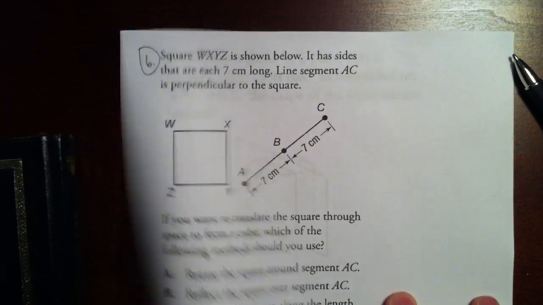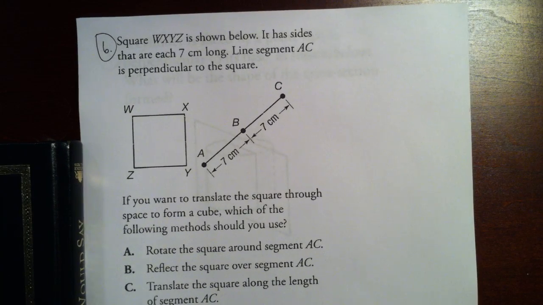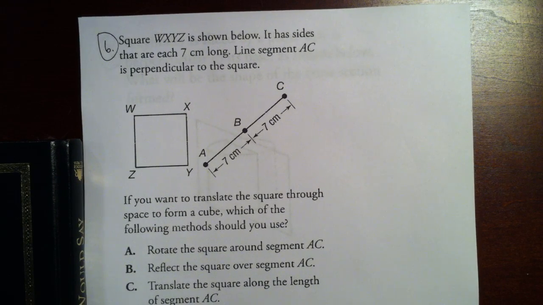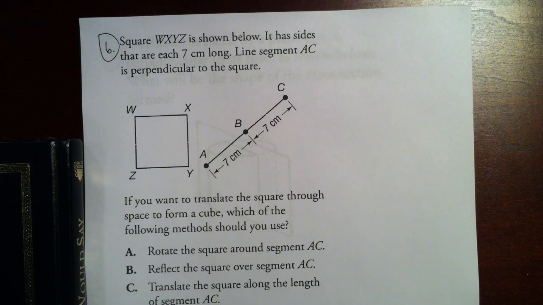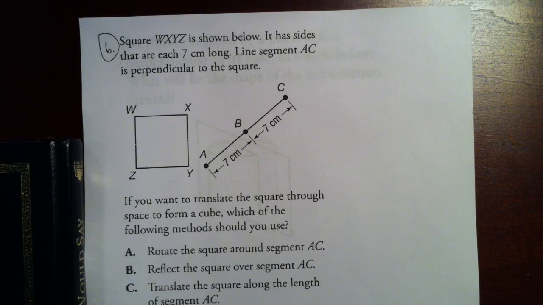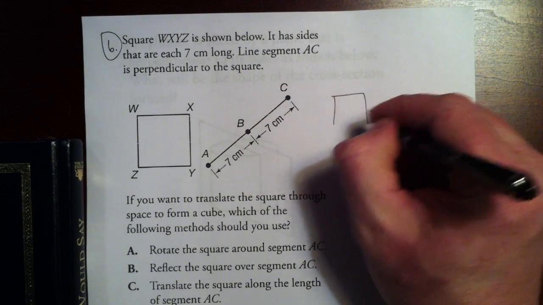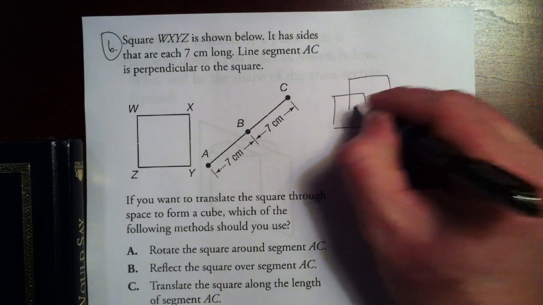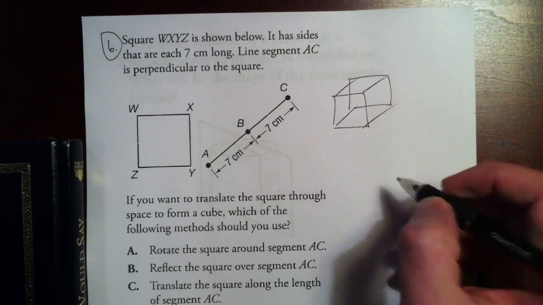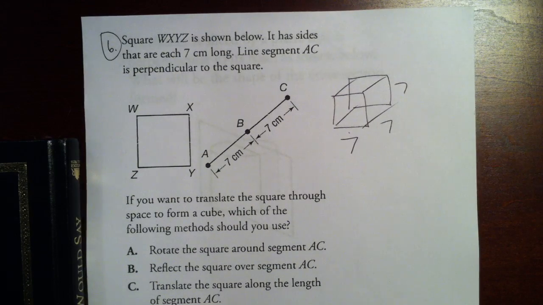Here we have to understand exactly what a cube is. A square, as we know, has 4 right angles, and the height is the same size as the length. Well, in a cube, the height, the depth, and the width are all the same. In other words, we have a cube, and we all know how to draw a cube like so. If it's a true cube, this is 7. This is 7, and this is 7.